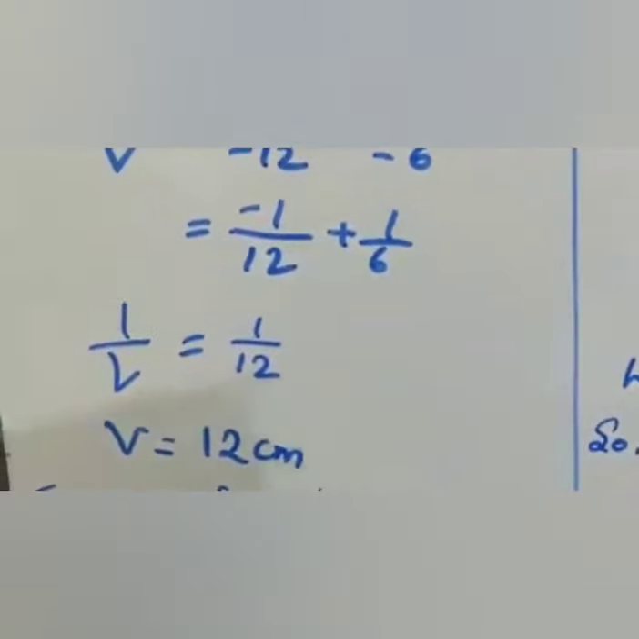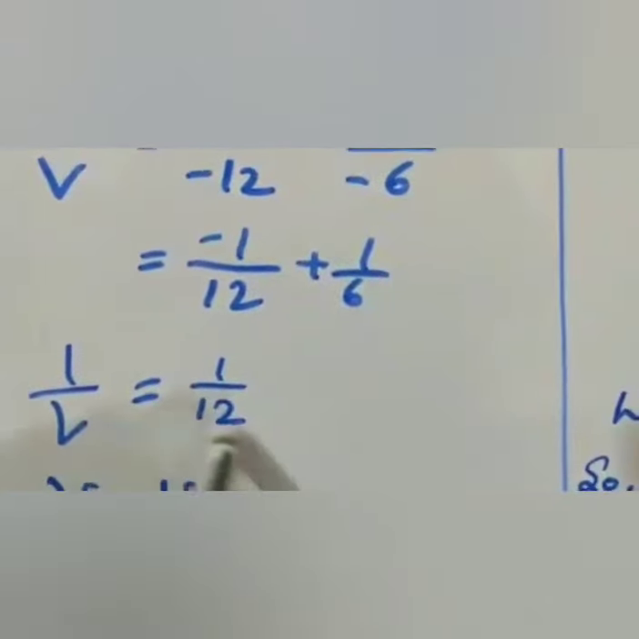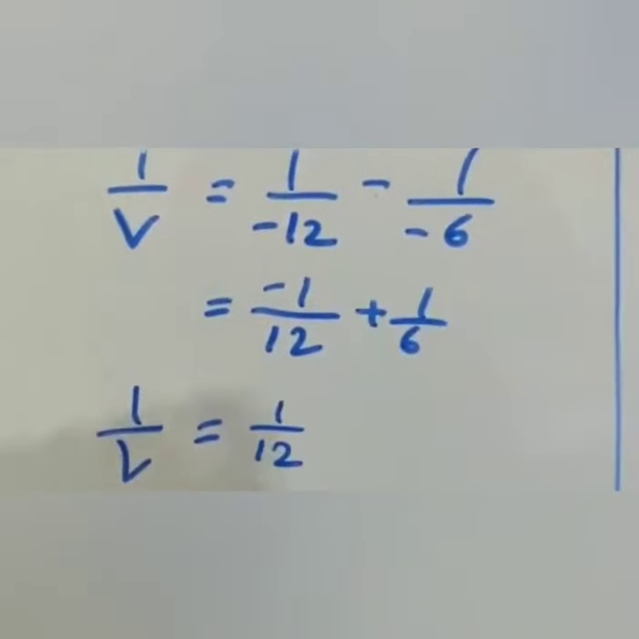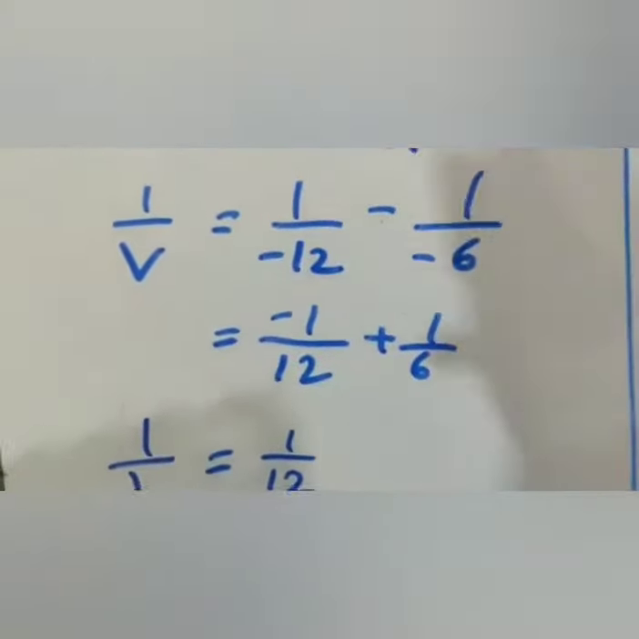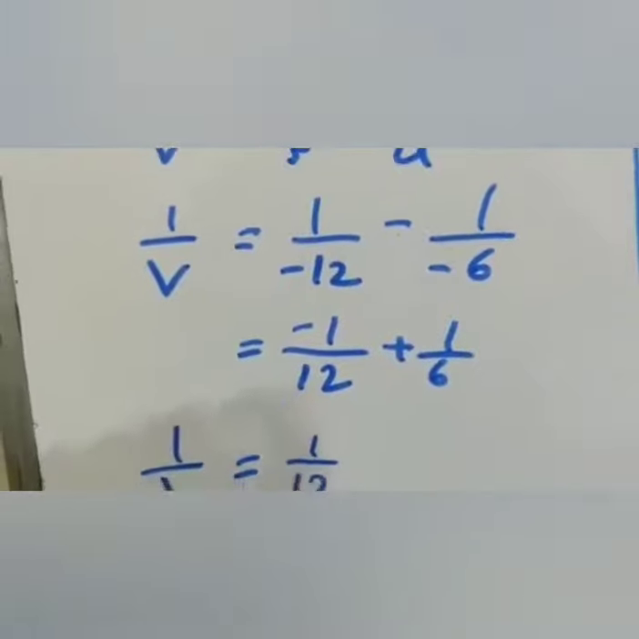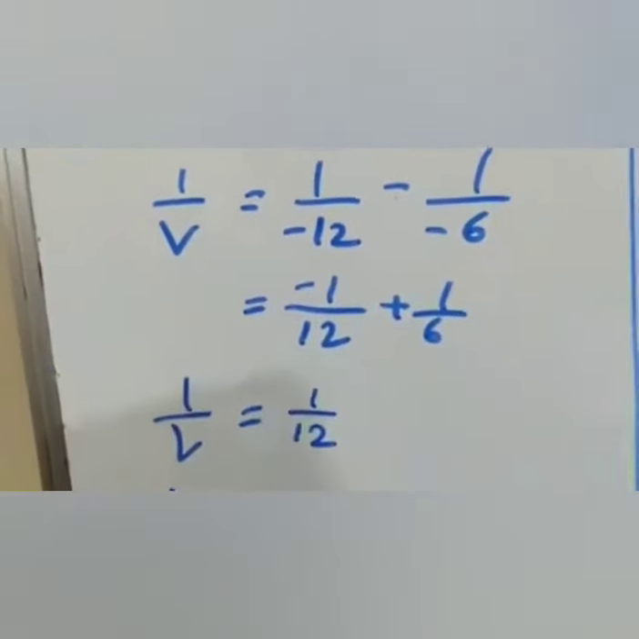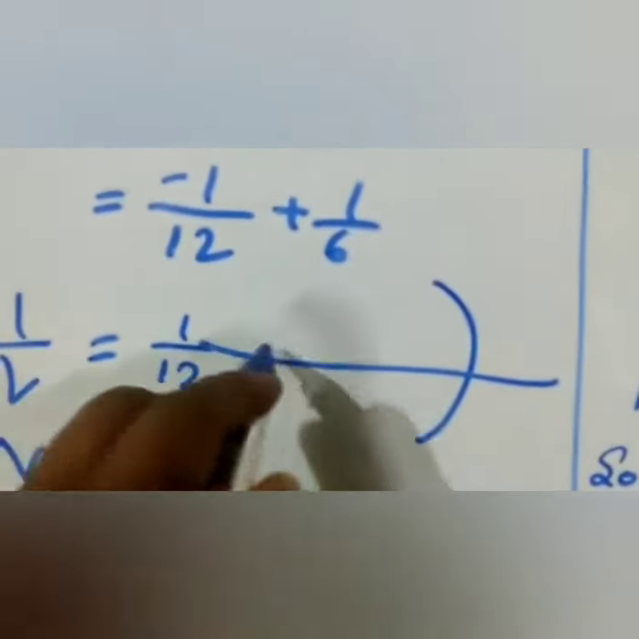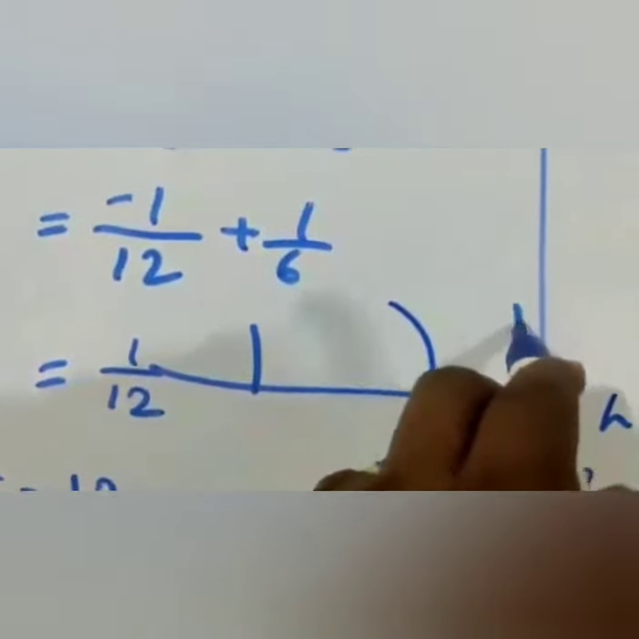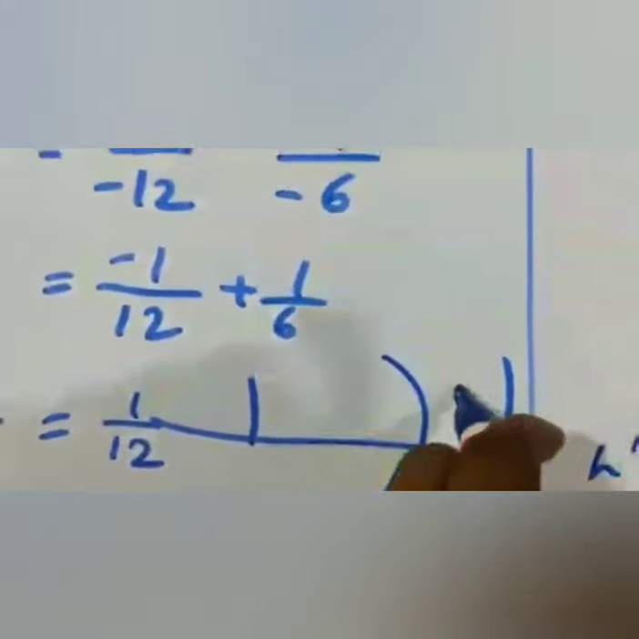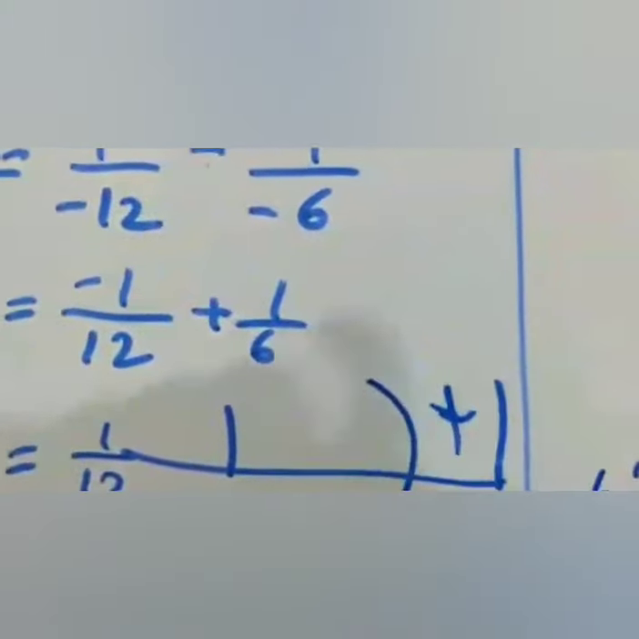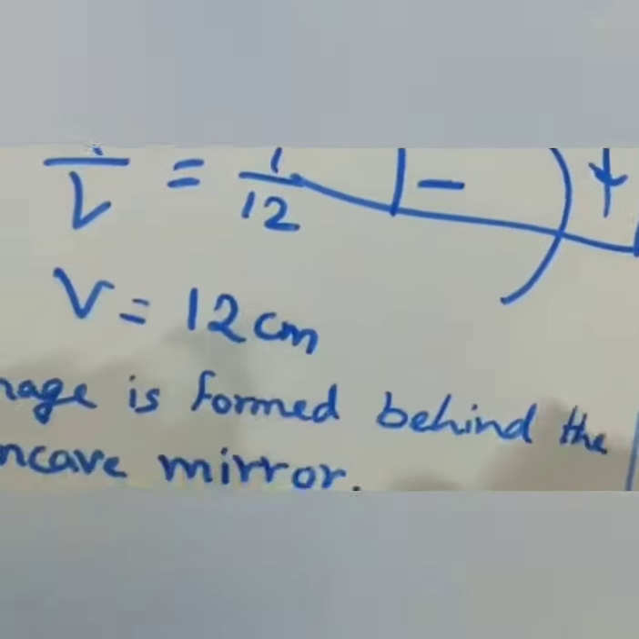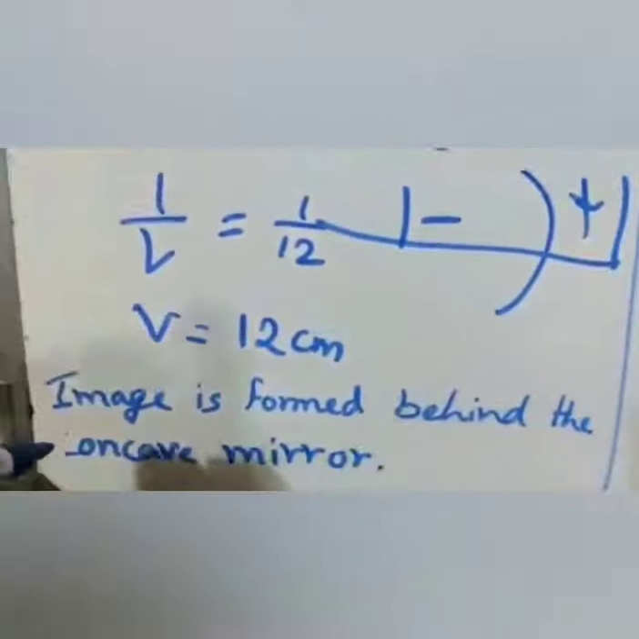When v equals plus 12, it is a positive value. So where will the image be formed? Behind the concave mirror. This is your mirror, the object is here and your image is getting formed at the back side because it has a positive value, and on this side it would have a negative value. So the image is formed behind the concave mirror.